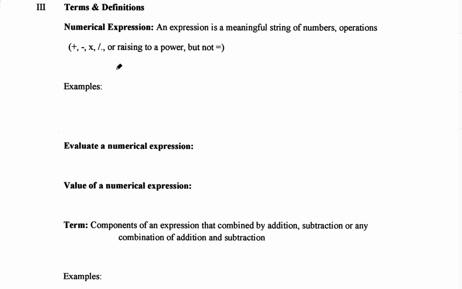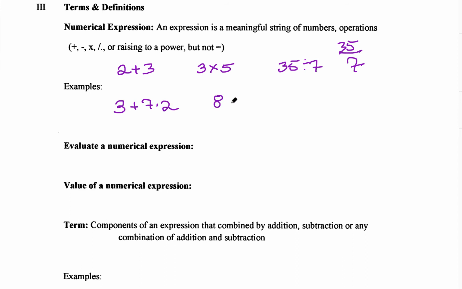In the early grades, we talk about simple numeric expressions like 2 plus 3, or 3 times 5, or 35 divided by 7, which we can also look at as an improper fraction, 35 over 7. These are all examples of the early grades. As we move up into the later grades and into middle school, we start looking at more complicated expressions. So we have 3 plus 7 times 2, 8 times 20 plus 4, and 35 minus 5 raised to the second power.